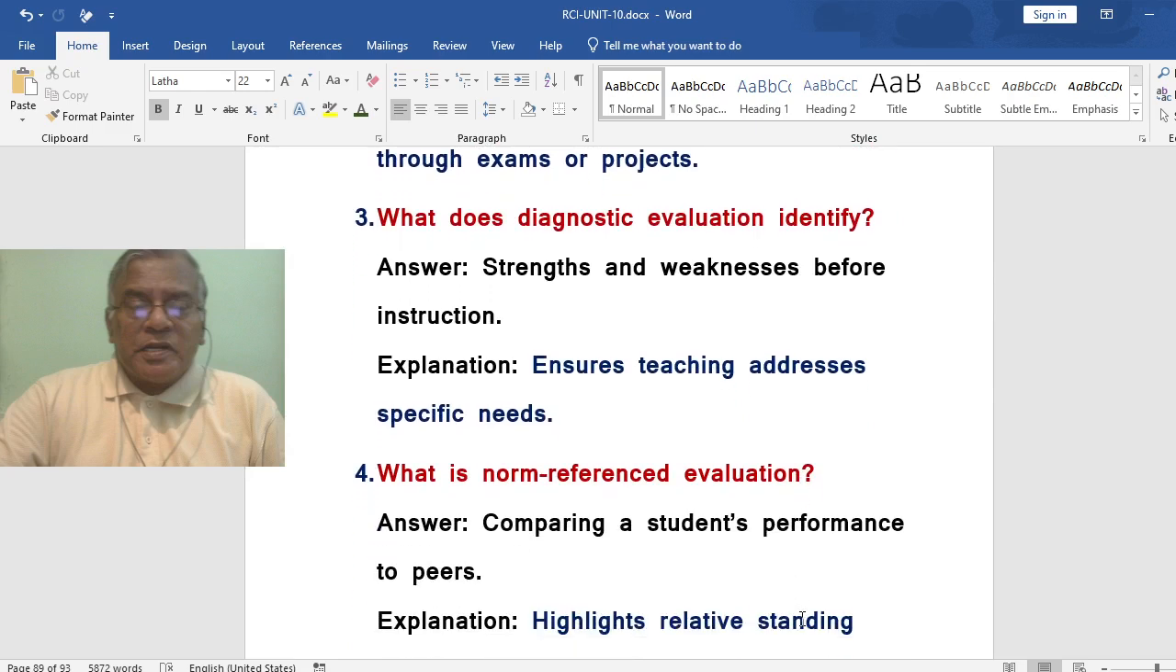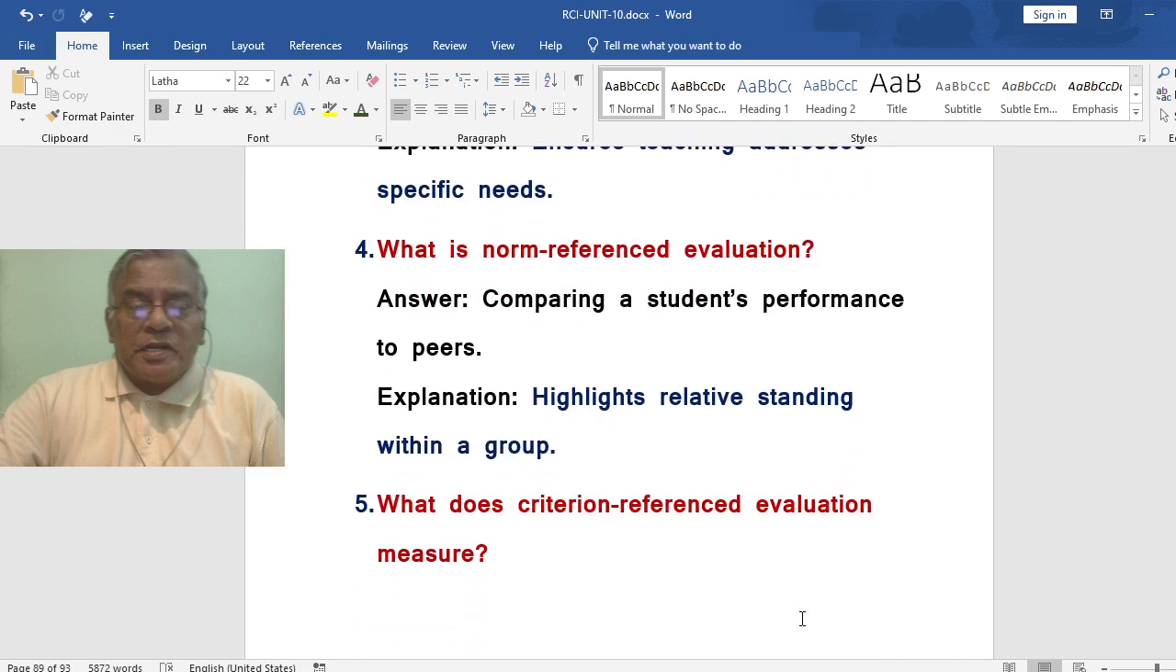What does diagnostic evaluation identify? Diagnostic evaluation identifies strengths and weaknesses before instruction. It ensures teaching addresses specific needs. What is norm-referenced evaluation? It compares a student's performance with that of peers. It highlights relative standing within a group.